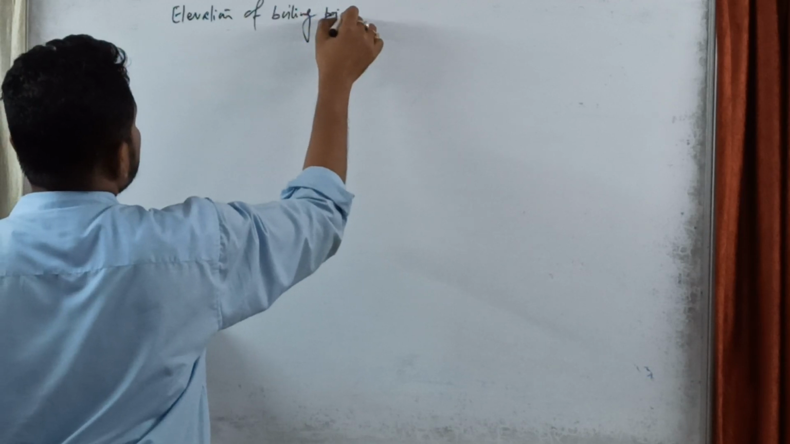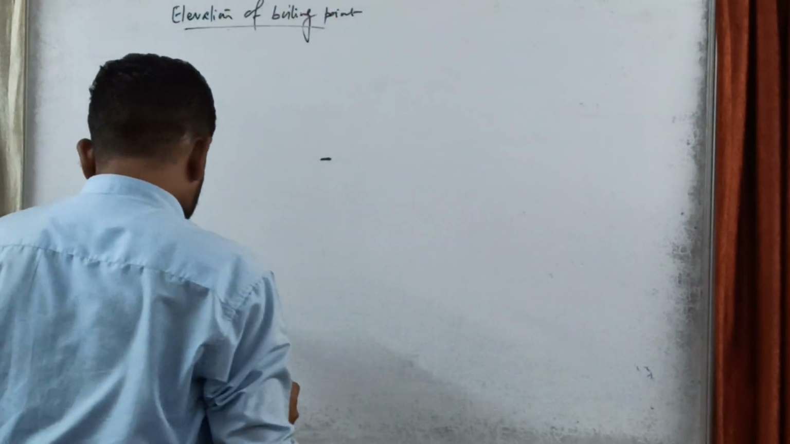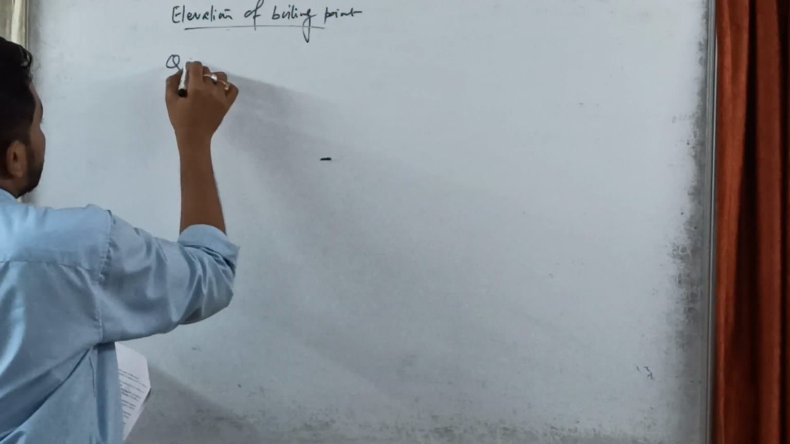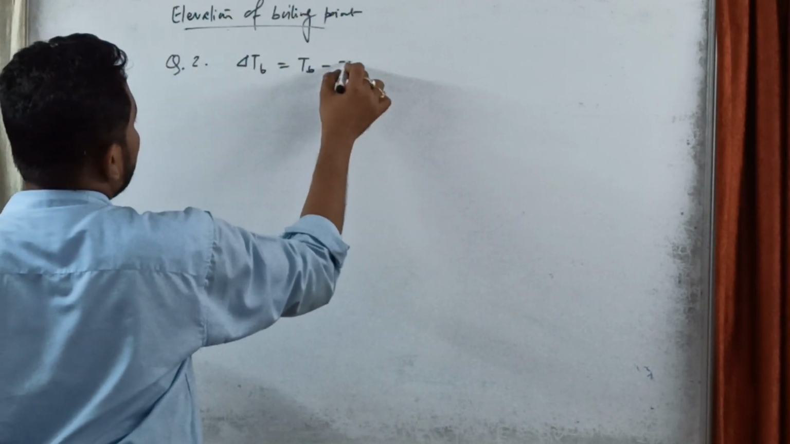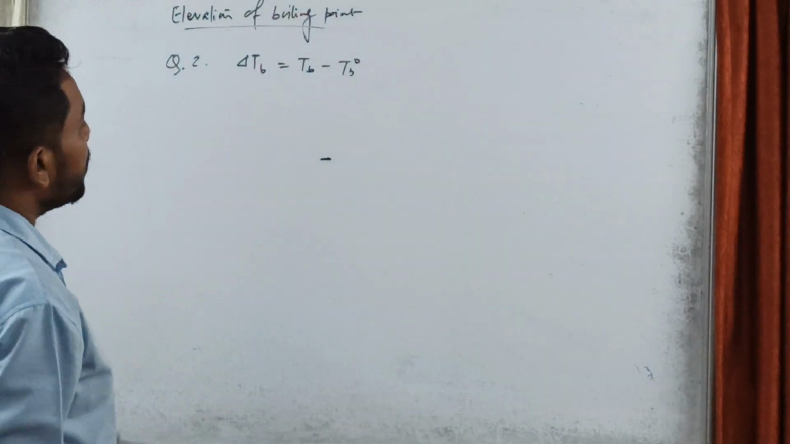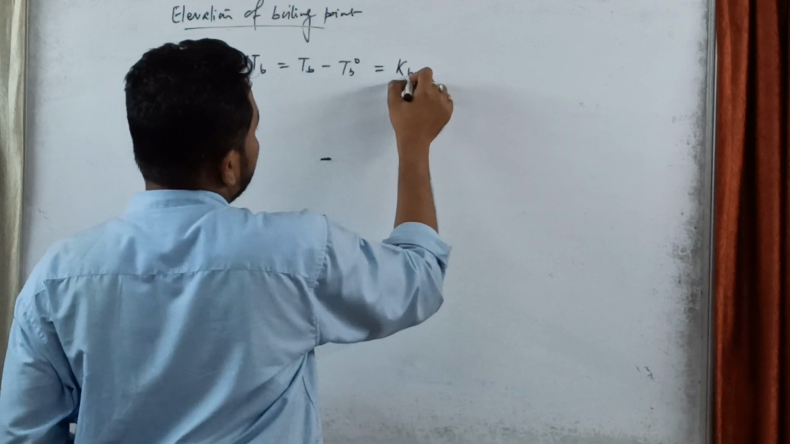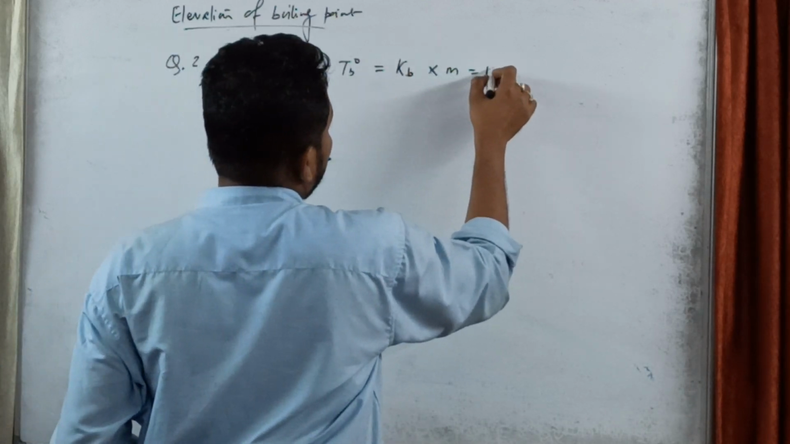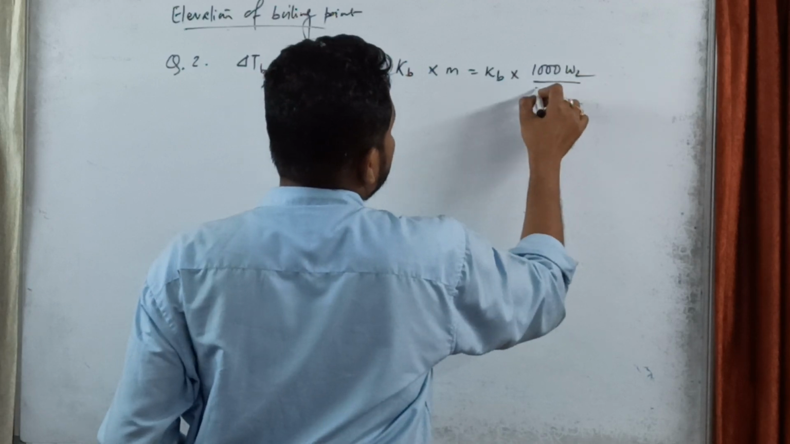Elevation of boiling point, question number 2. So what is the formula? First of all, you need to write down delta Tb, that is Tb minus Tb0. Elevation of boiling point means the solution has a greater boiling point than the solvent. That is Kb into m, and the m value you all know, that is 1000 W2 by M2 W1.